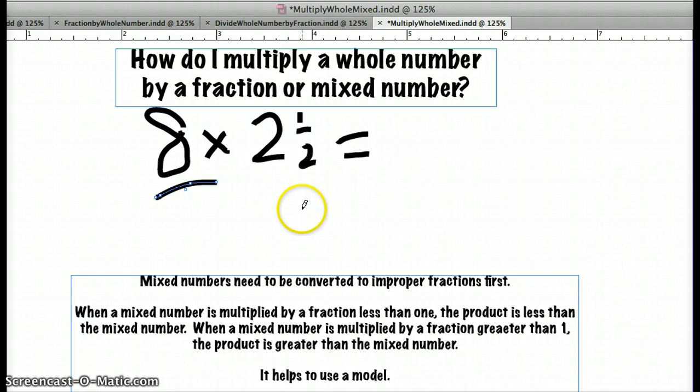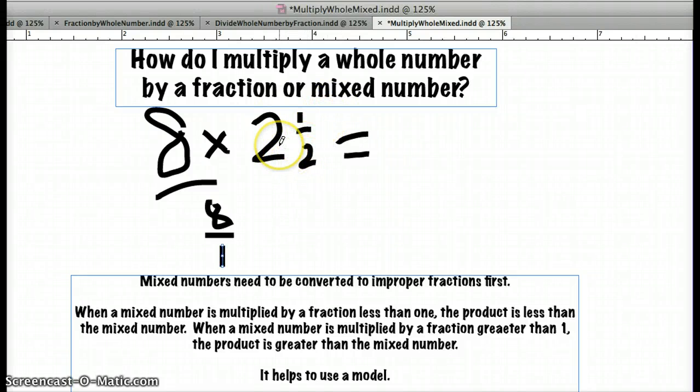Okay, so what I have to do here is I can leave 8 as it is. When you have a whole number, it helps to put it over 1 so that you have a numerator and denominator. But we have some work to do with 2.5. It is a mixed number. We need to convert it to an improper fraction, so all we have is a numerator and denominator.